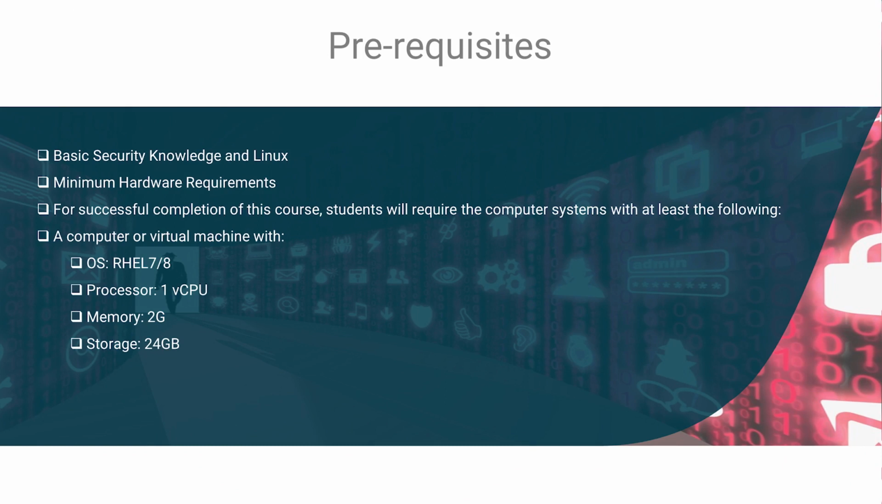The prerequisites for the course are basic Linux understanding and some security knowledge. We have very minimum hardware requirements. So to successfully complete this course, you would need a virtual machine or a desktop with an operating system that has RedHat 7 or 8, a processor of 1 CPU or virtual CPU, 2 gigs of memory, and 24 gigs of storage.